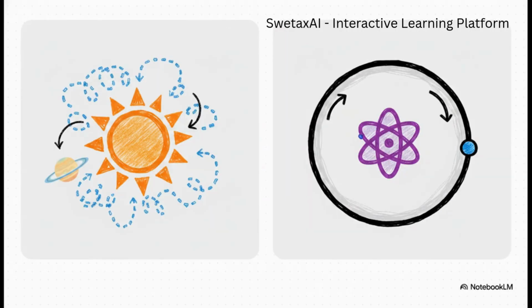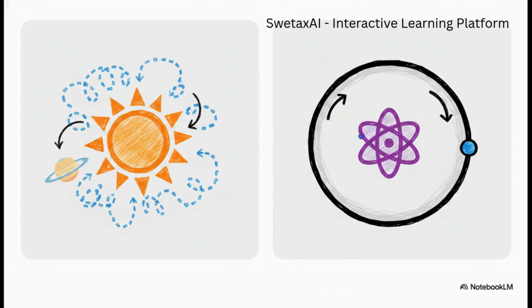To really grasp Bohr's breakthrough, we kind of have to look at the analogy physicists were working with at the time. The atom as a miniature solar system. And it makes intuitive sense. You have a heavy, dense nucleus sitting at the center, acting like the sun, and you have these tiny electrons revolving around it like planets.